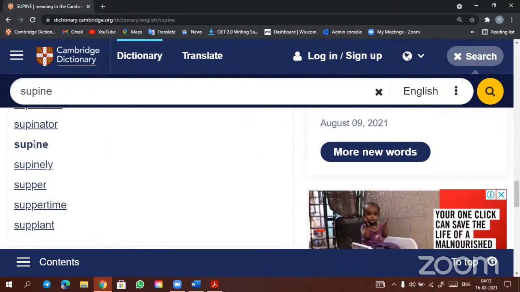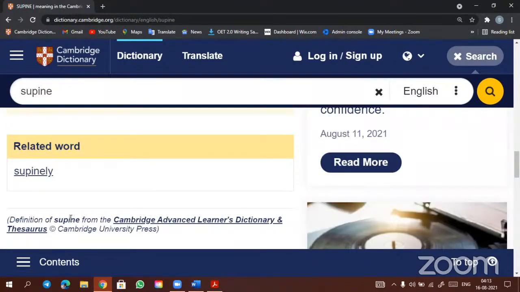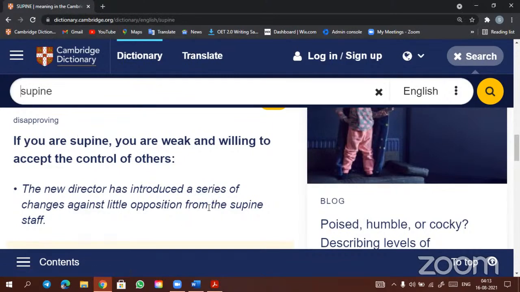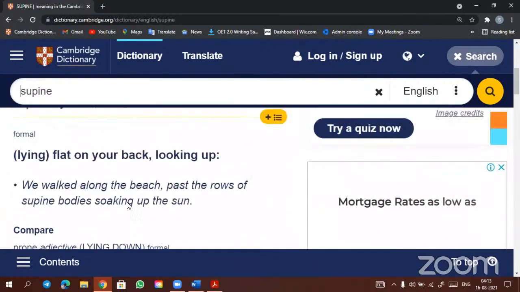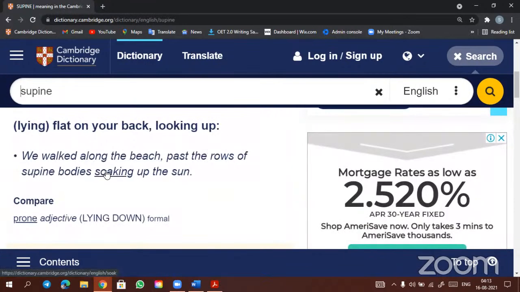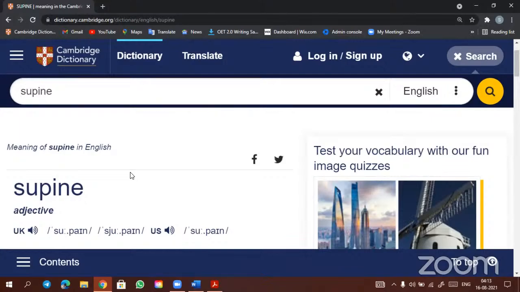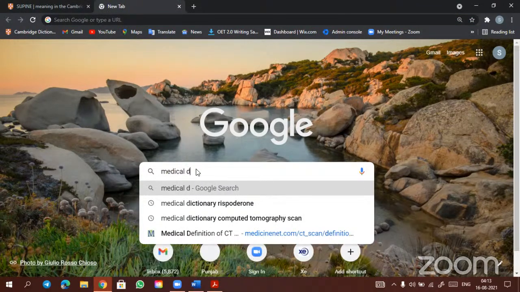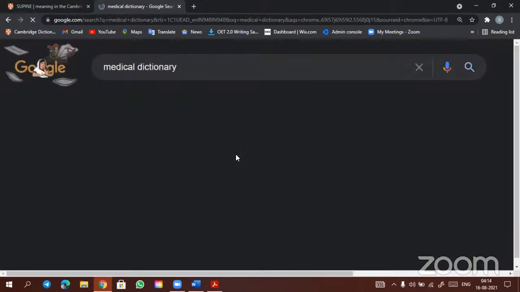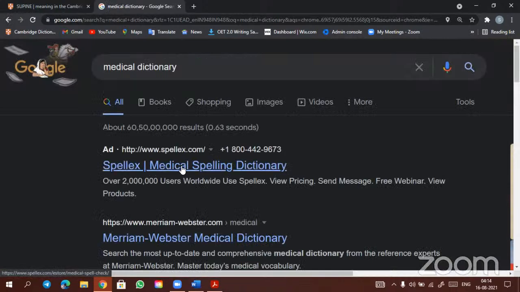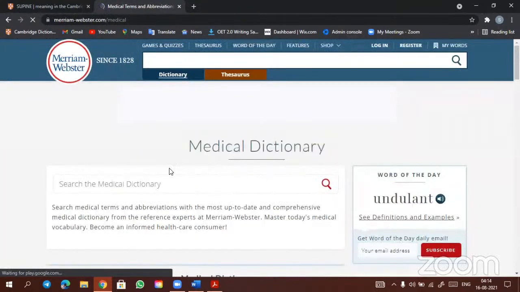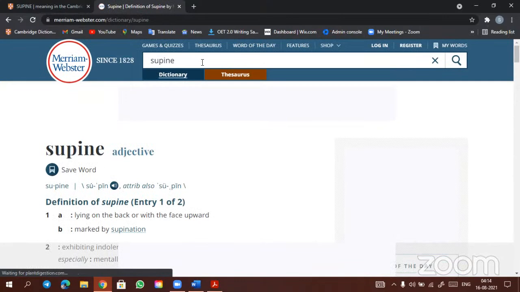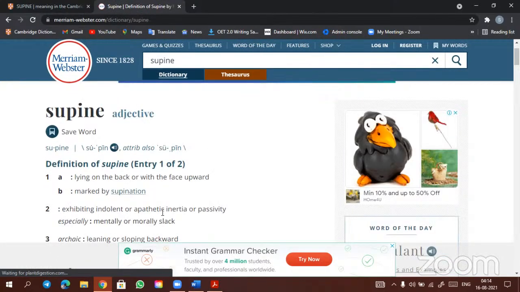So, supine. First, supine is an adjective. Okay, fine. Now we'll go to the medical dictionary. Merriam-Webster medical dictionary. Okay, let us take this one. Supine: lying on the back or with the face upward, that is called supine.